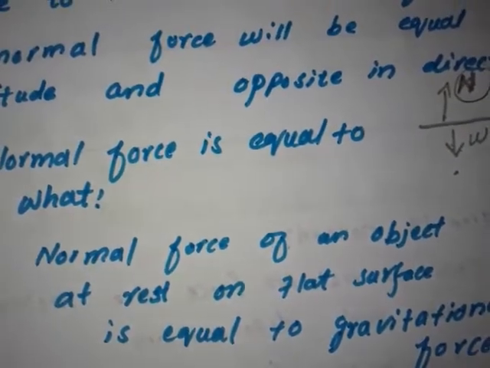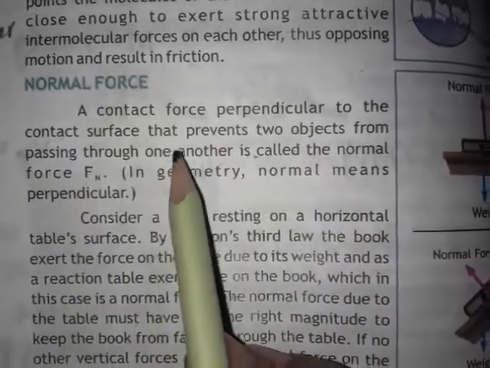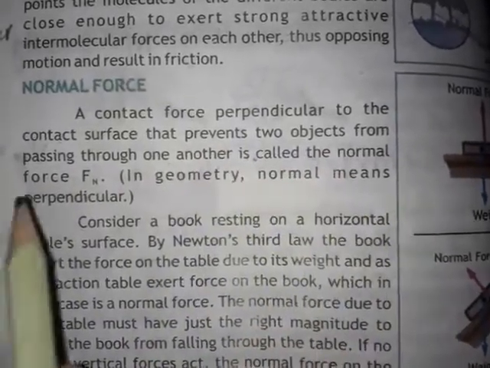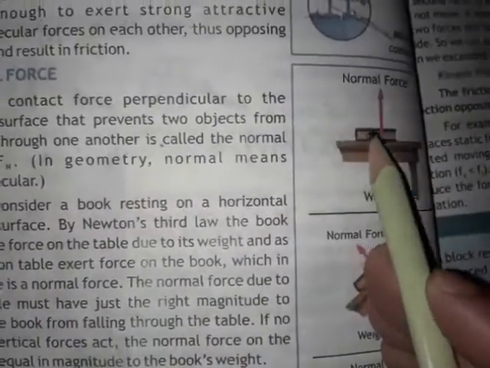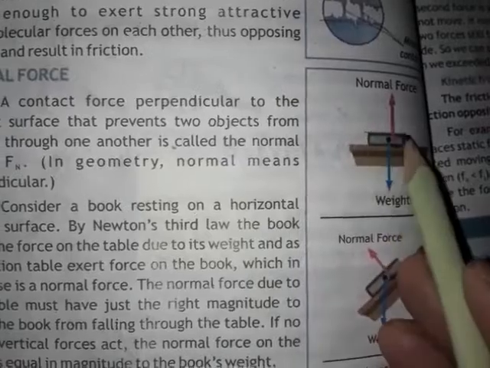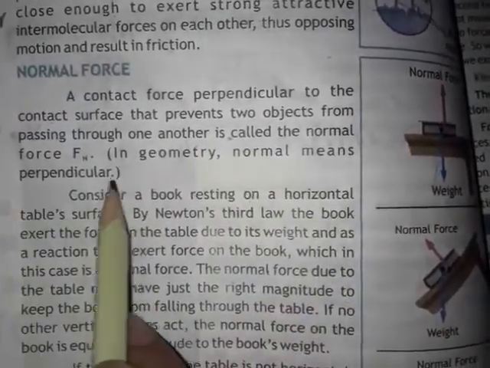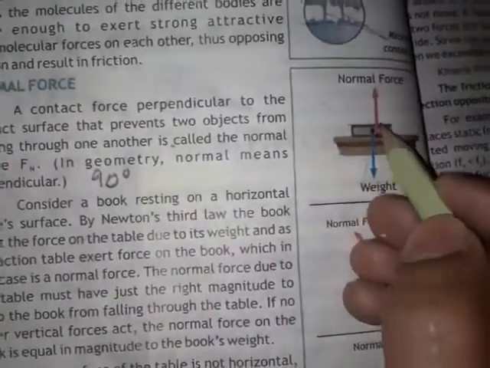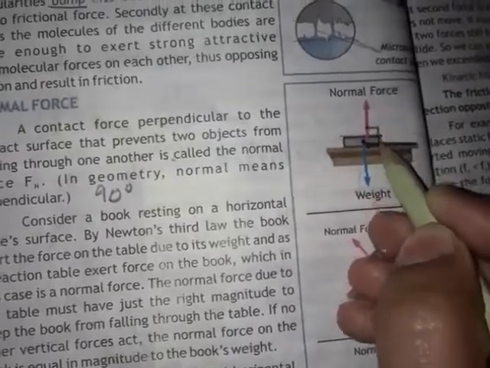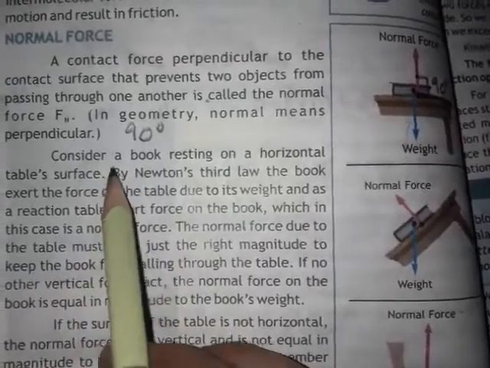Now looking at the topic in the book: a contact force perpendicular to the contact surface that prevents two objects from passing through one another is called the normal force. This means that if a book is lying on the table, the normal force prevents the book from falling through the surface. In geometry, normal means perpendicular, at an angle of 90 degrees. The normal force always acts at an angle of 90 degrees.